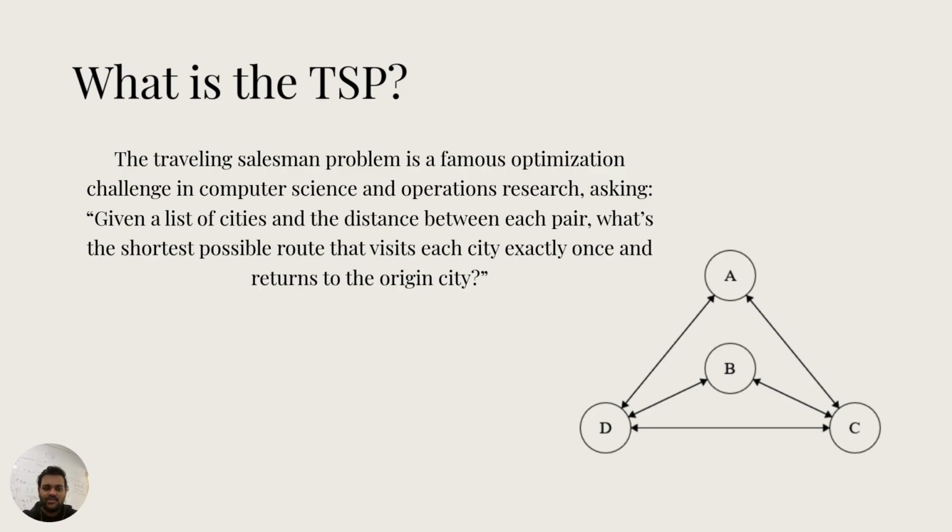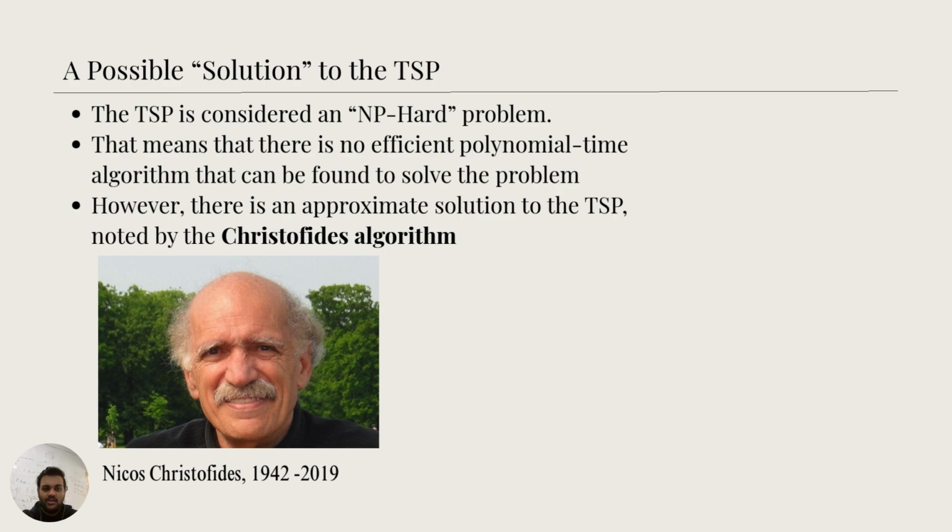The TSP is a famous optimization challenge in computer science and operations research, which asks, given a list of cities and the distance between each pair, what's the shortest possible route that visits each city exactly once and returns to the origin city? Now, this seems like a somewhat easy question. However, the TSP is considered an NP-hard problem. This means that there is no efficient polynomial time algorithm that can be found to solve the problem. However, there is an approximate solution to the TSP noted by the Christofides algorithm.